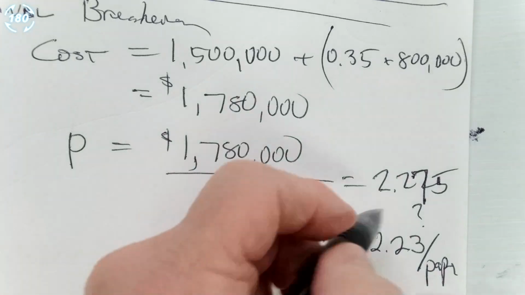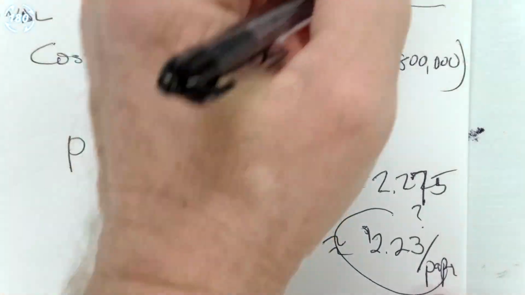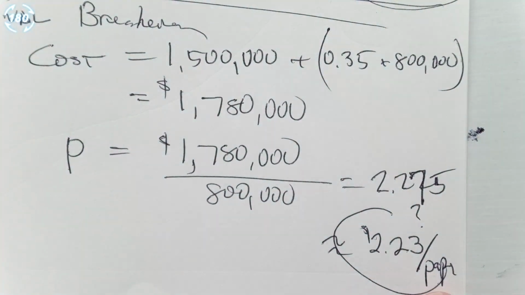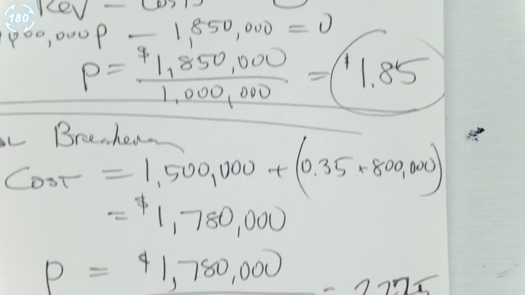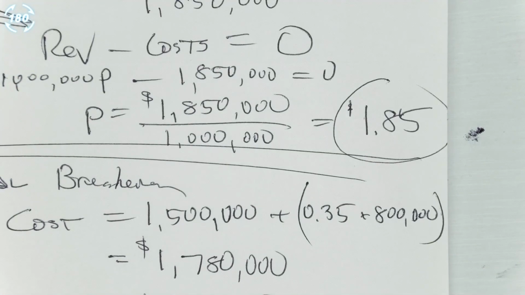$2.23 per paper. So she had to charge $1.85 before the business fell off to stay in business, essentially to have zero profits. Anything above that's good.